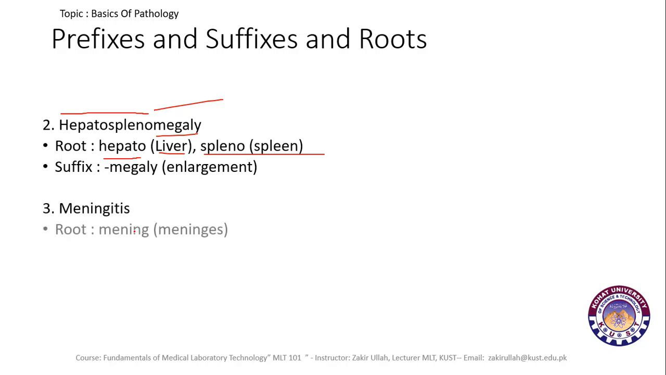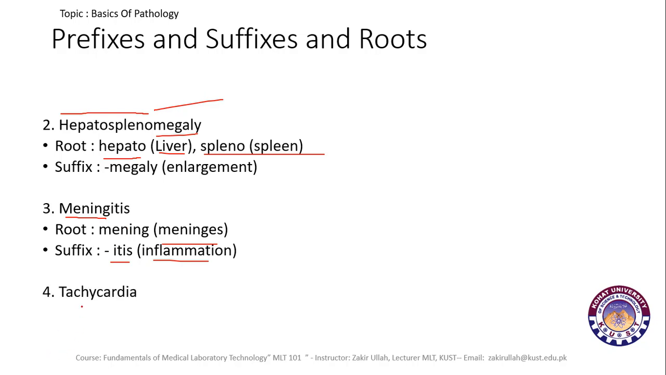Another condition is meningitis. Here the root meninge is taken from the meninges, which are the layers of the brain, and the suffix is itis, and this means inflammation. So this is the inflammation of the meninges layer of the brain. So this is the condition which is being modified, and it is named by addition of a suffix to meninges.